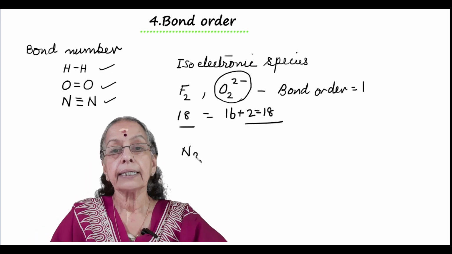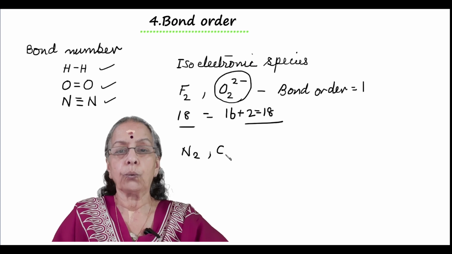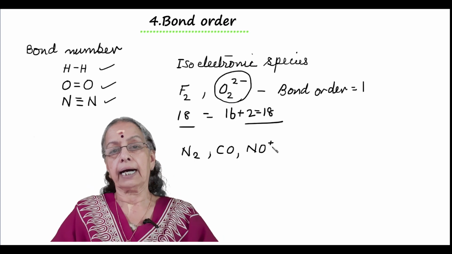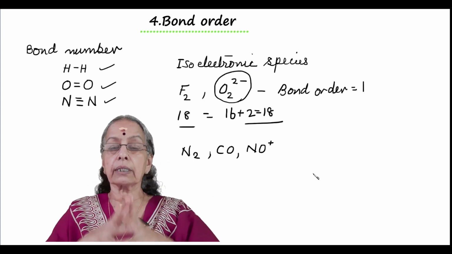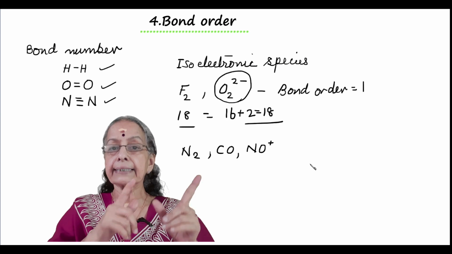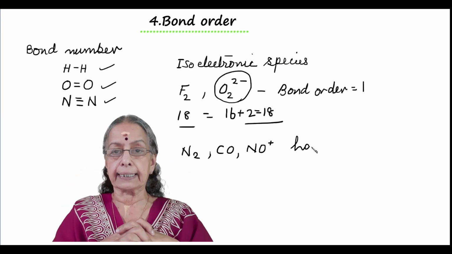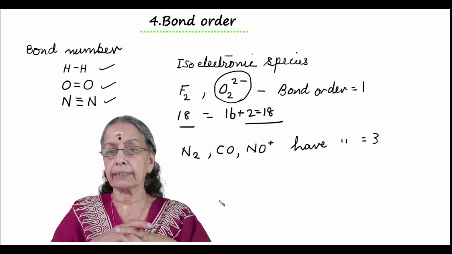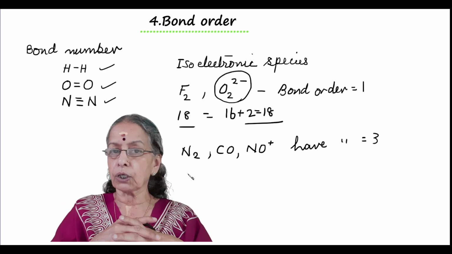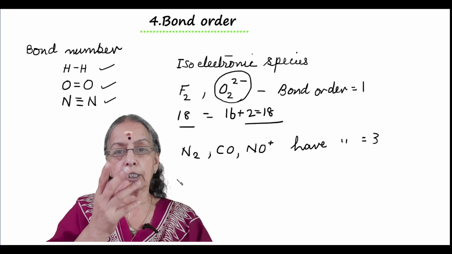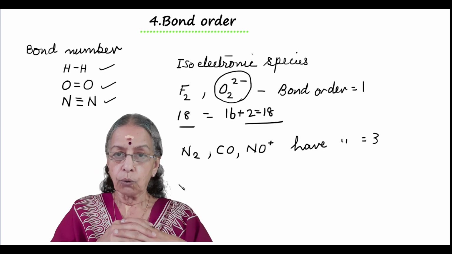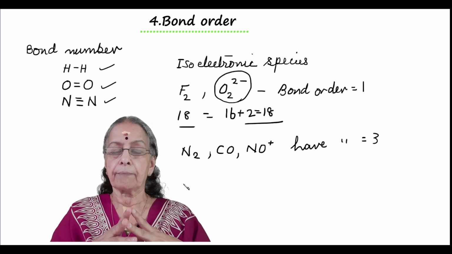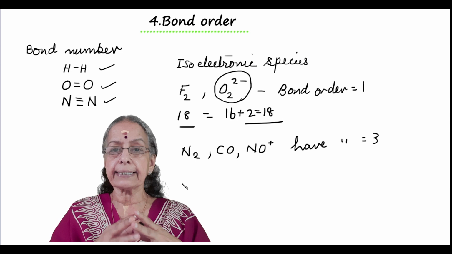Next example, nitrogen N2, carbon monoxide and NO+ ion. As they are isoelectronic species, that is, as they have the same number of electrons in them, their bond order also will be the same. It can be easily guessed from that of nitrogen. For nitrogen, the bond order is 3 because the molecule is triple bonded. So, for carbon monoxide and NO+, there are 3 bonds. The bond order is 3.